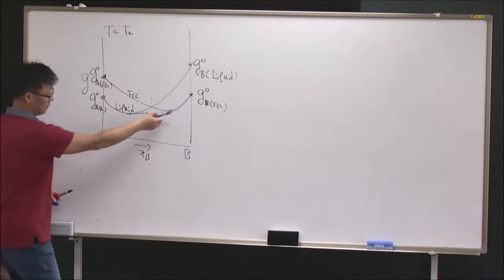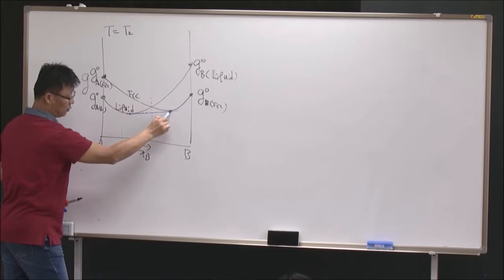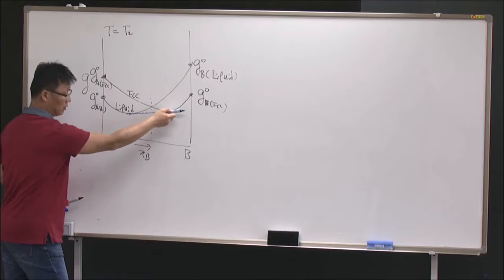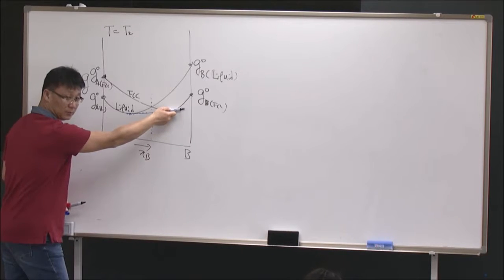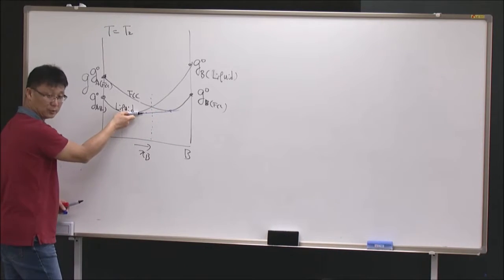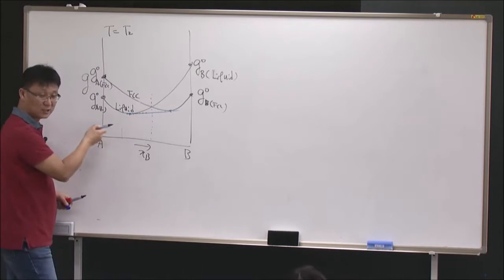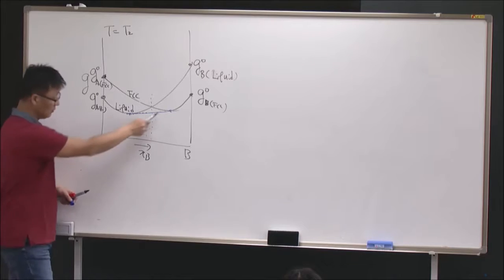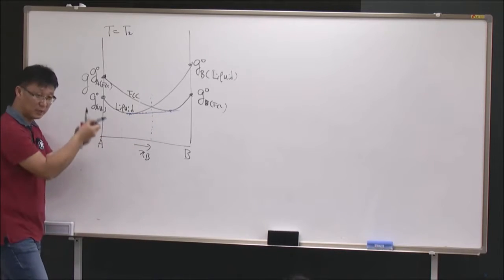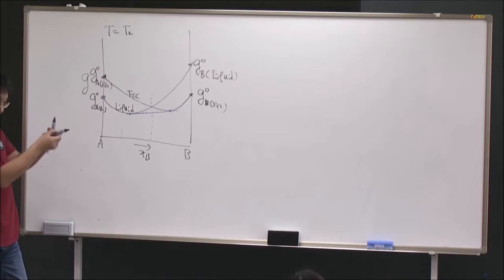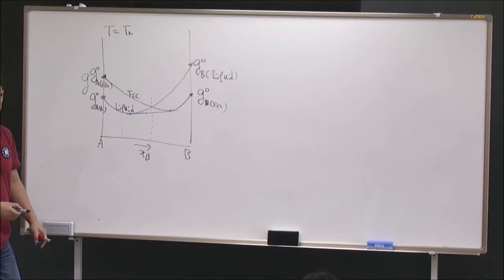So common tangent line means, at this point, this is the first derivative line, and this is also the first derivative line at this point here. Then they should have exactly the same slope, so the two lines exactly overlap each other. That's the common tangent line. We draw the tangent line for each one, but both of them have exactly the same slope. That's the common tangent line.